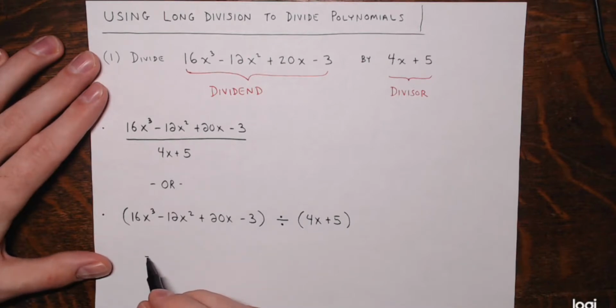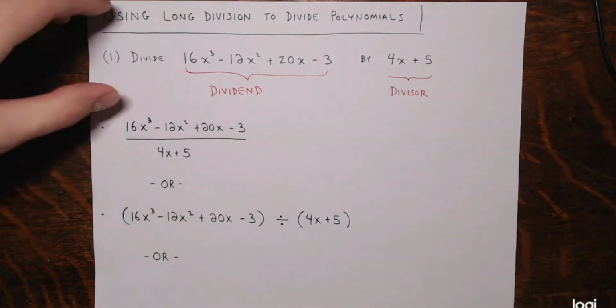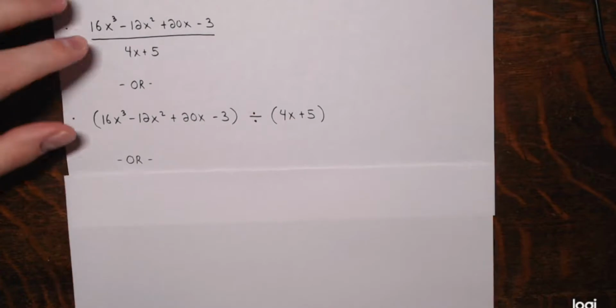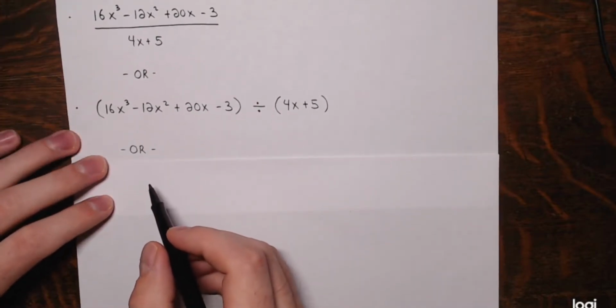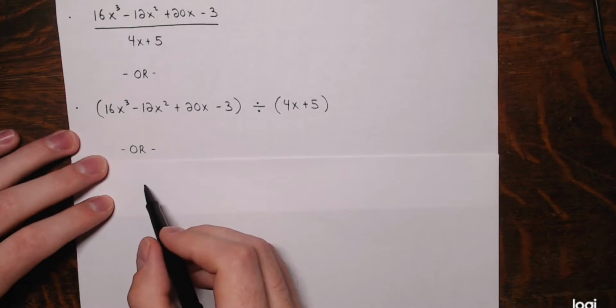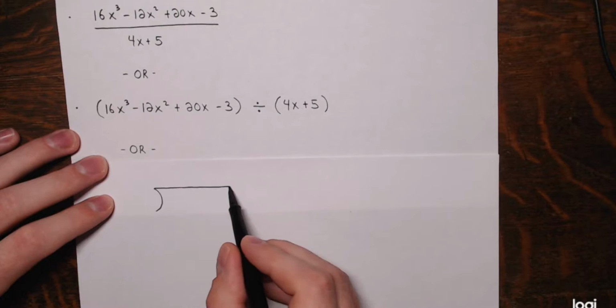But the one we're going to use is the long division symbol. Again, I'm hoping you know how to divide numbers at least using long division. That was this symbol here. It looks like a square root symbol, but a little curlier. So here's the long division symbol.